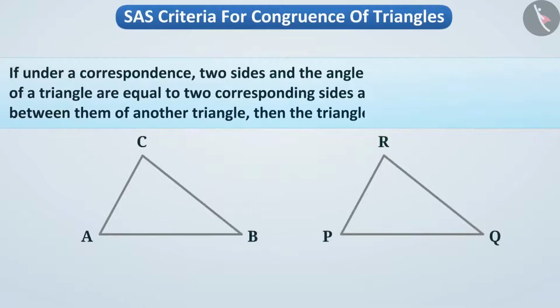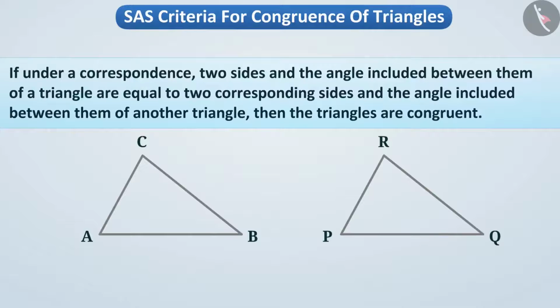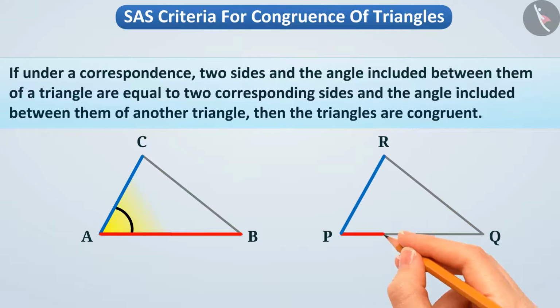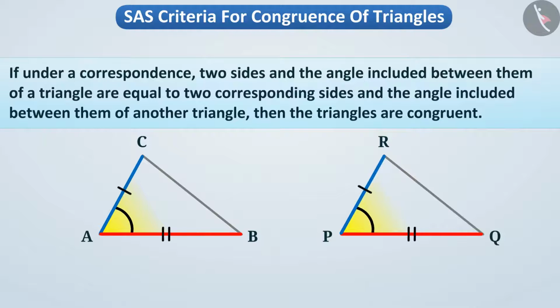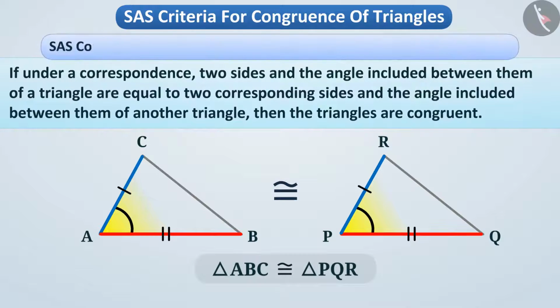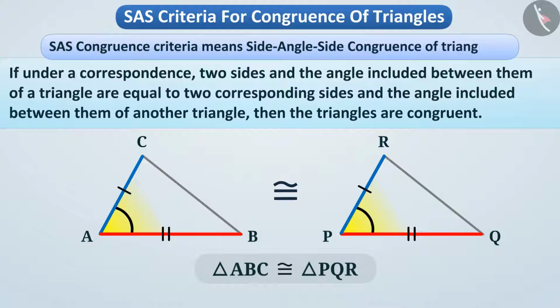If under a correspondence, two sides and the angle included between them of a triangle are equal to two corresponding sides and the angle included between them of another triangle, then the triangles are congruent. This congruence criterion is known as the SAS congruence criterion, meaning side-angle-side congruence of triangles.